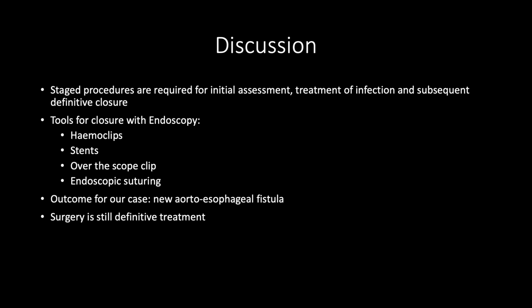In this case, suturing might be dangerous given we are adjacent to the thoracic aorta, and hemoclips we felt would not give us the depth of capture we wanted to close off the fistula as well.